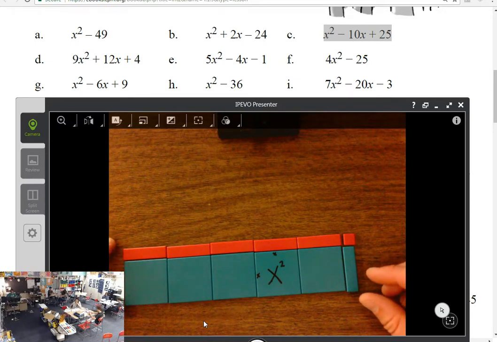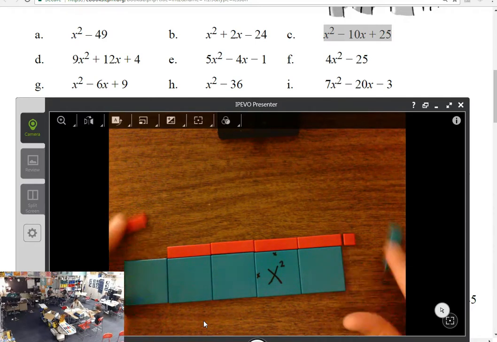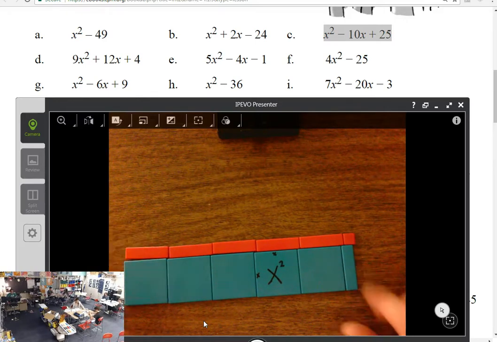My dimensions now become 5x plus 1, x minus 1, right? 5x plus 1, x minus 1. These cancel in the area model. But for our rectangle to work, we need them.